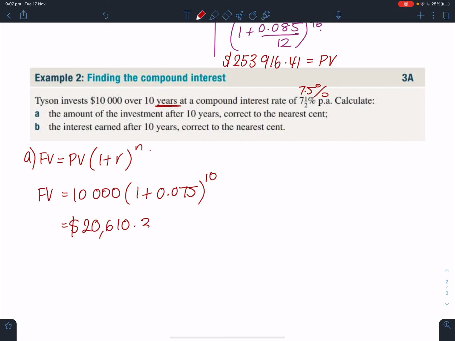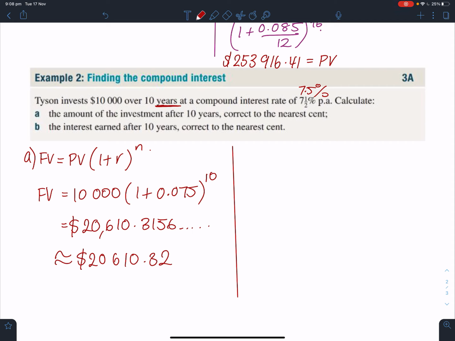$20,610.32. So you should always write your unrounded number and then round it to 2 decimal places because it's money. Now, they won't tell you to round to 2 decimal places. It's just assume that you know that because that's how our currency works. Okay, so that's part A.